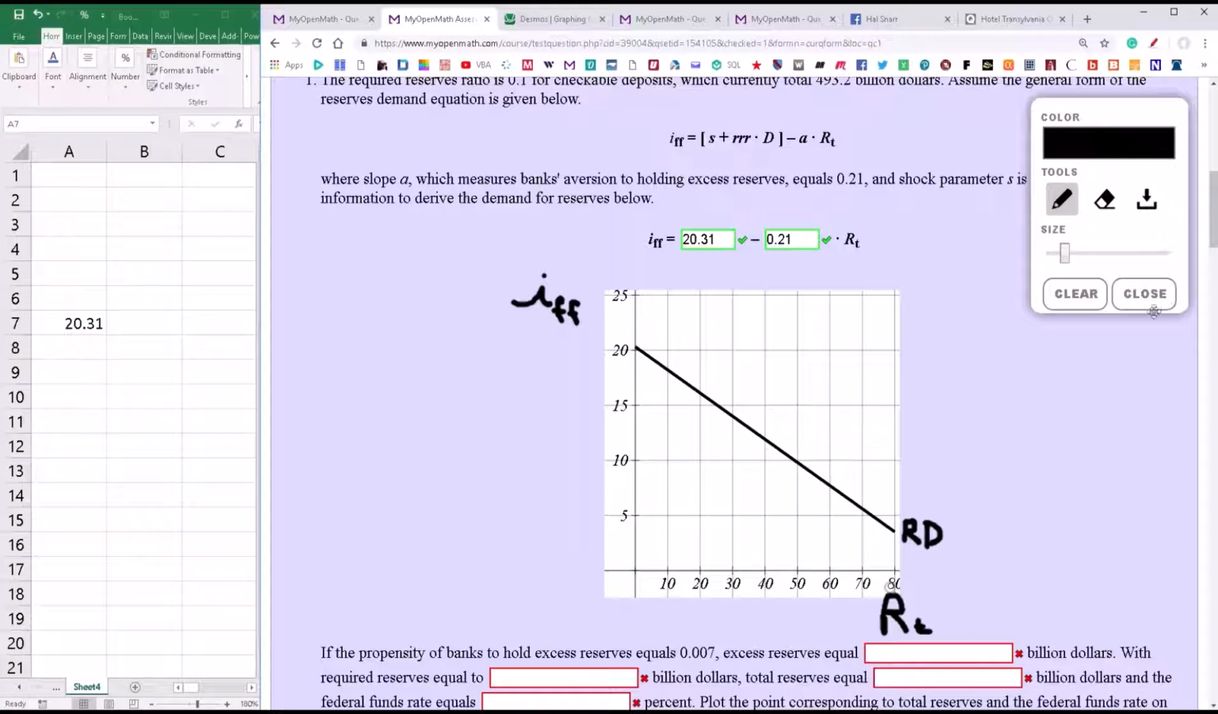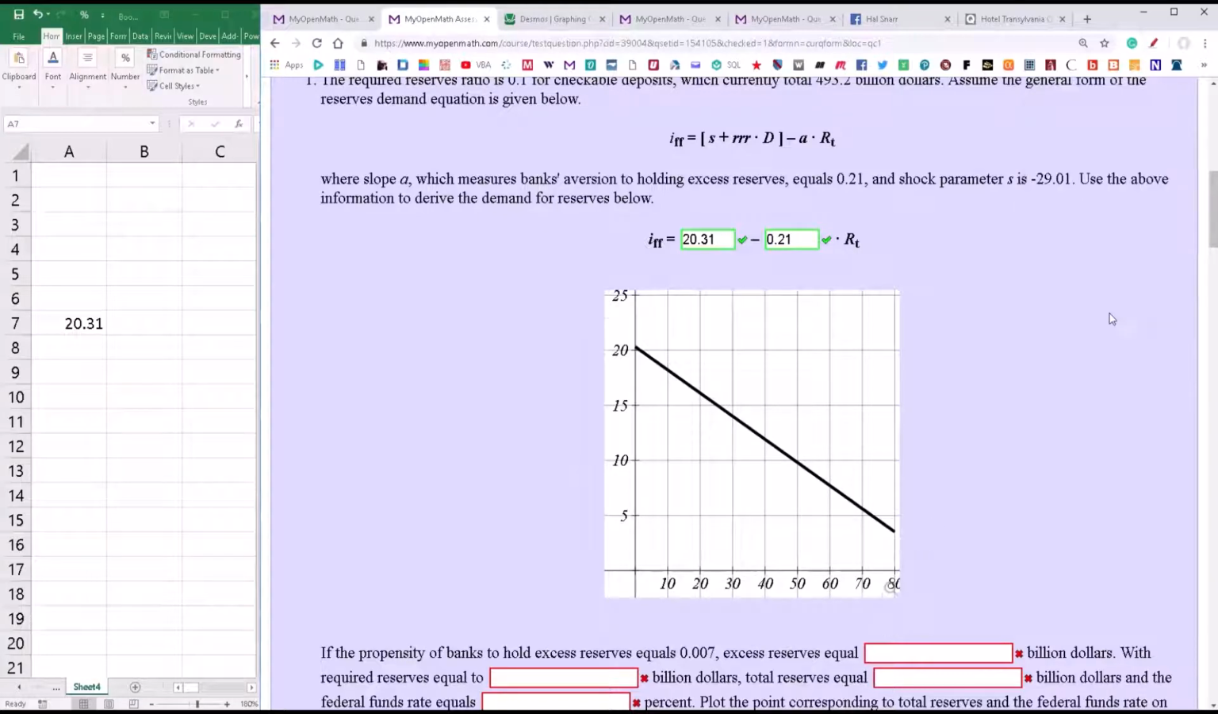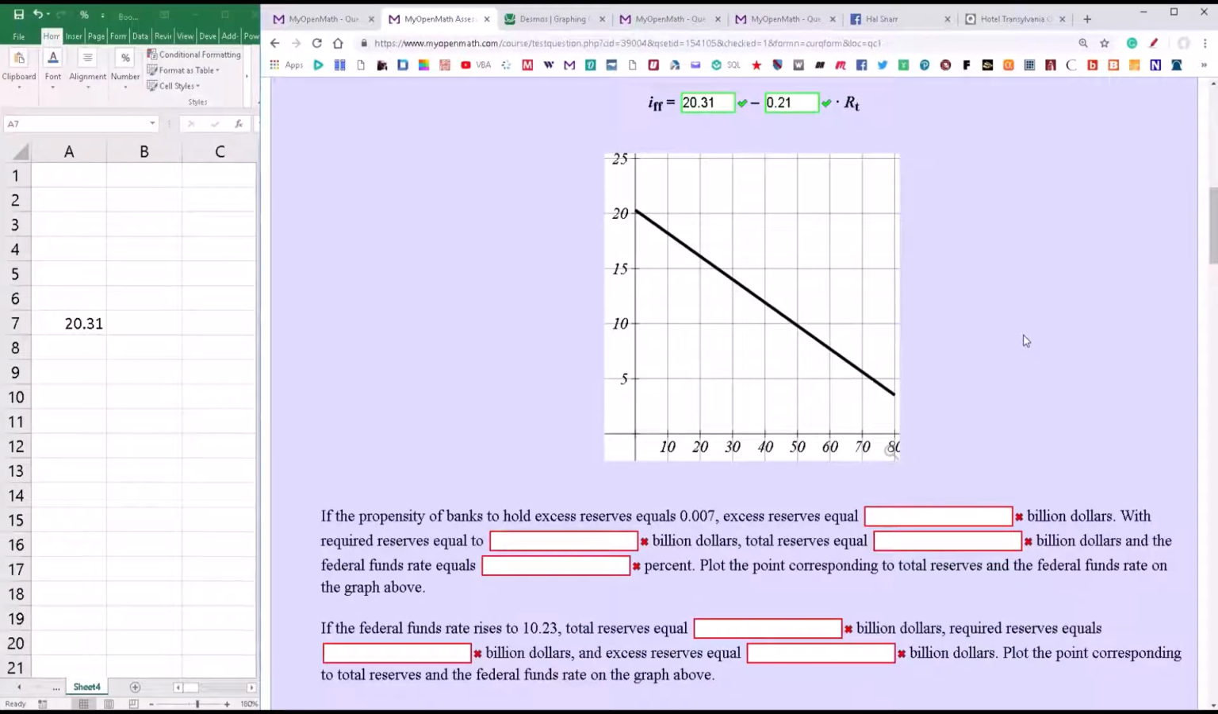Okay, so that's how you'd graph it. And that's the federal funds market's demand. This right here represents the aggregate demand for reserves in the banking system. So banks want to hold reserves, and they hold reserves according to this downward sloping line. Okay, so let's move on.